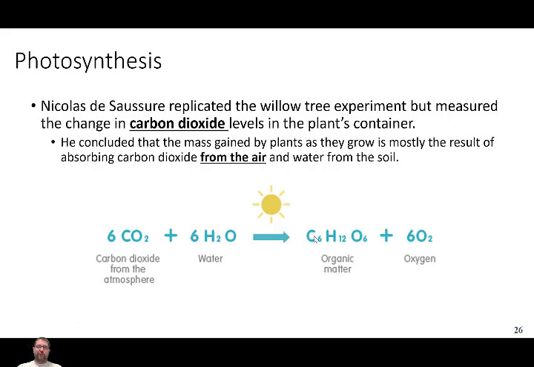Chemical stored energy. And a product of this, which I want you to think of as a waste product of this situation, is 6 molecules of oxygen. Again, oxygen is not a product of photosynthesis per se. Oxygen is a waste product of photosynthesis. Just like carbon dioxide is a waste product of cellular respiration for us. If you don't get rid of carbon dioxide, it will poison you and you will die. If plants don't get rid of oxygen, it will poison them and they will die.